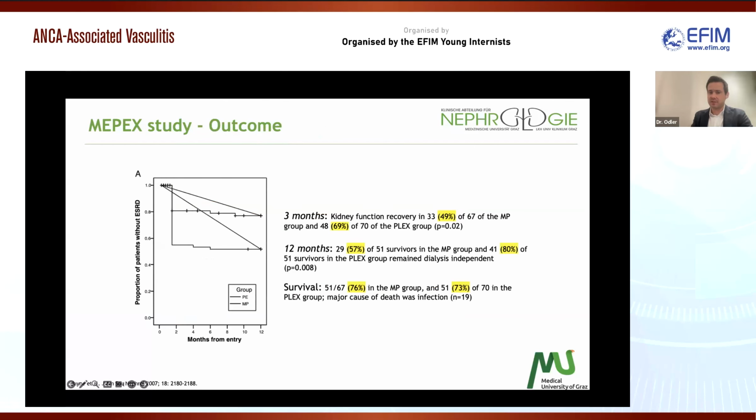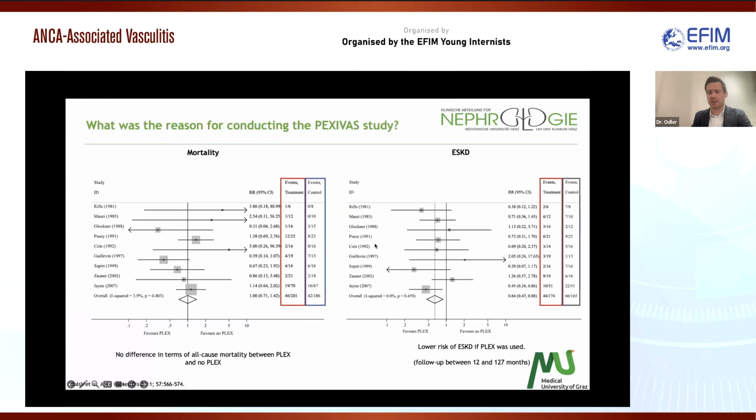And what the study found is that the use of plasma exchange led to better kidney function recovery and also survival rates after 3 months and 12 months of therapy. After the MAPEX trial, a meta-analysis was performed and found that there is no difference in terms of all-cause mortality between PLEX and no PLEX, but there is a lower risk of end-stage kidney disease if PLEX was used.